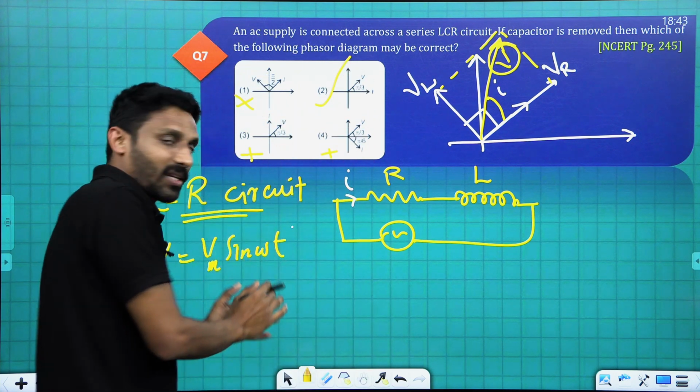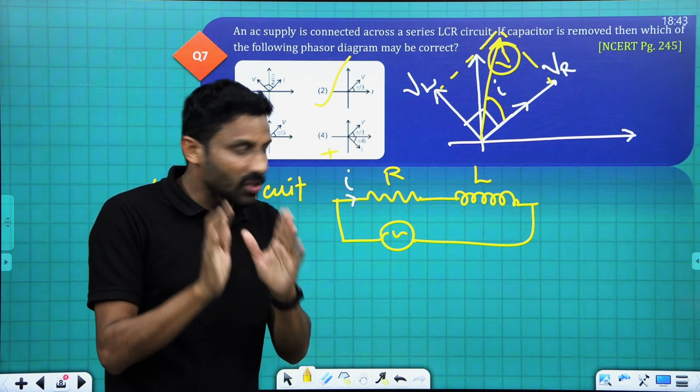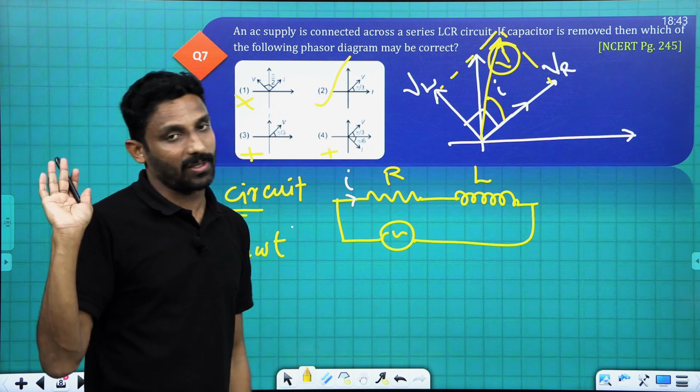This is an LR circuit and the phasor diagram of an LR circuit is needed. Okay, its shape is like this. That's the answer of this question.